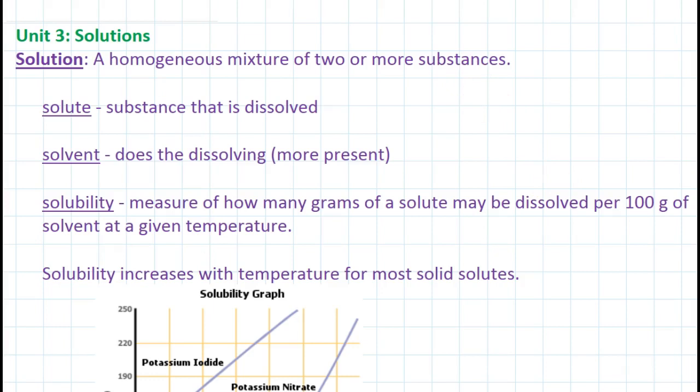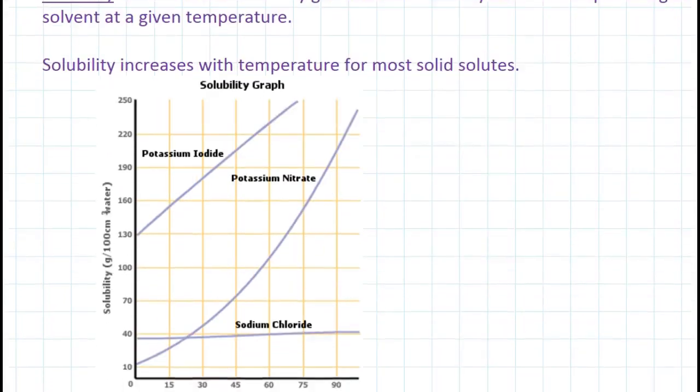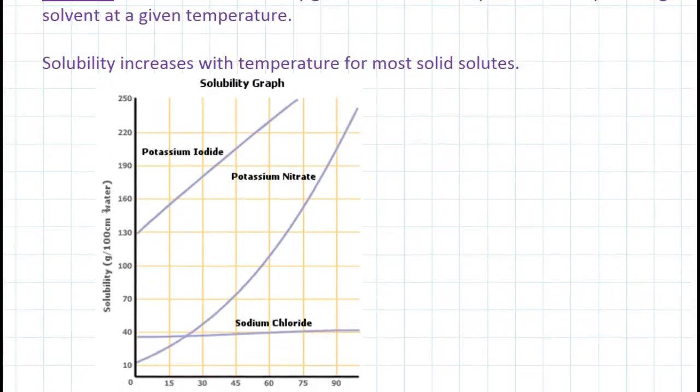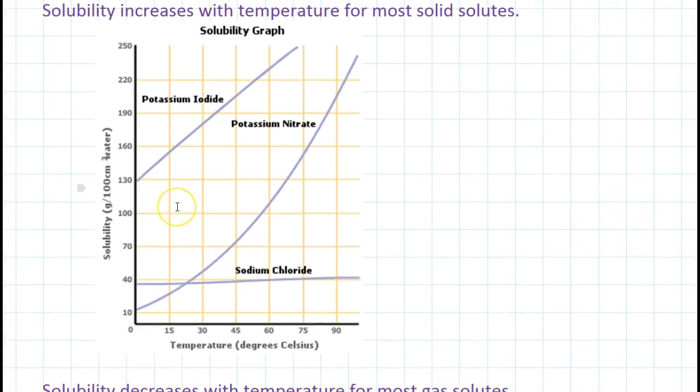Now, I'll show you the graph here of solubility. This is just three solids. Solubility measured in, you can see there, grams of solute per 100 cubic centimeters of water, which just means milliliters. We usually say milliliters. So you can see there that there's a direct relationship for all three of these with temperature. As temperature rises, the amount that you're able to dissolve in 100 grams of water rises.